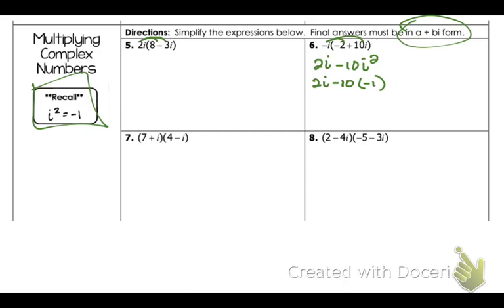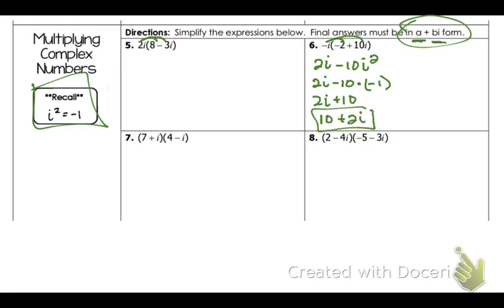So if you want to put a little multiplication here so that you know that you're multiplying. So now negative 10 times negative 1 is actually going to give you a positive 10. So you're left with 2i plus 10. But this is not in the correct format because you have to write a and then bi. So I'm going to write it as 10 plus 2i and then you're done.